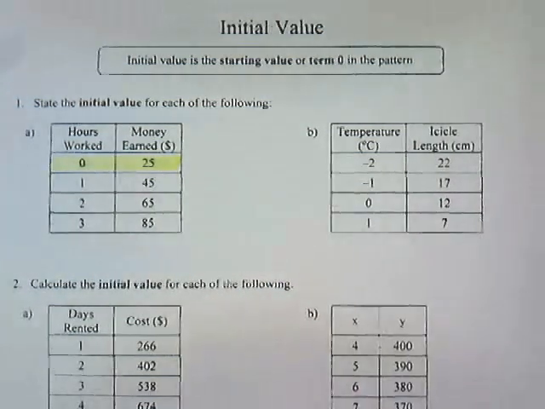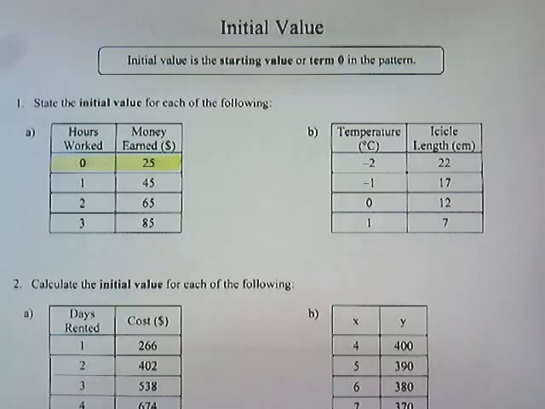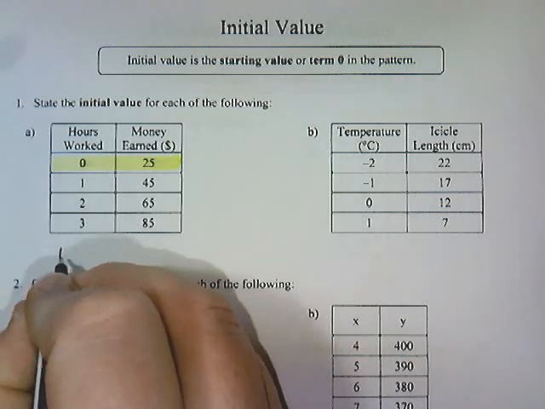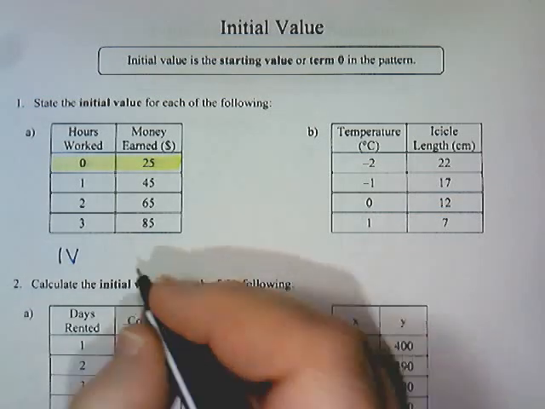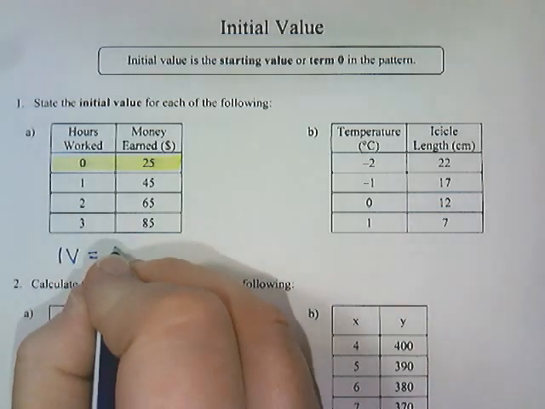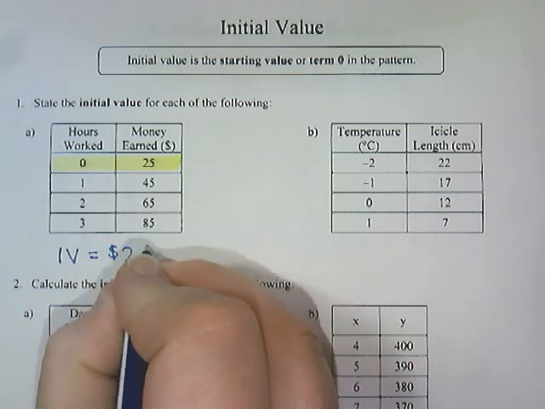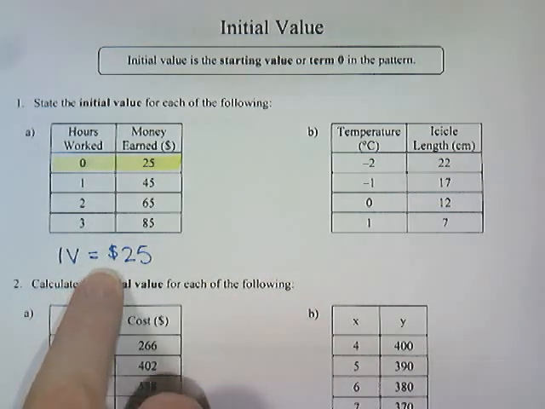So I could write initial value equals $25, or I'm a little lazy, so I usually just write IV for initial value equals and then $25. You want to include that it is dollars, so you want to include the unit.